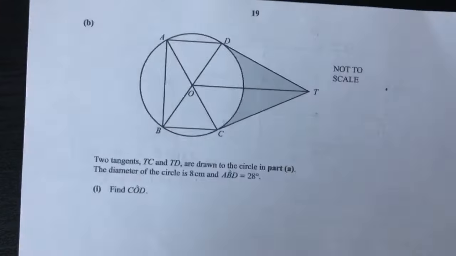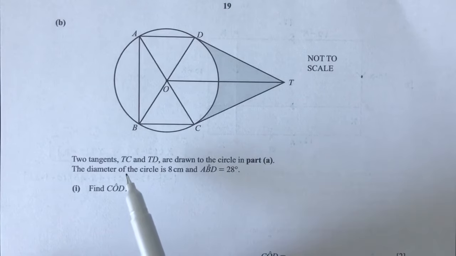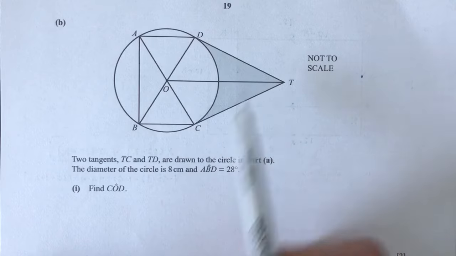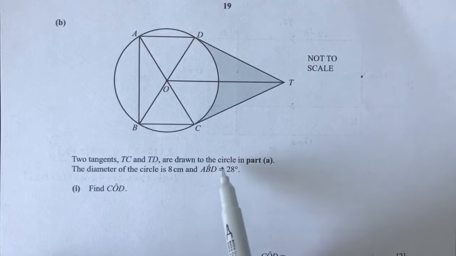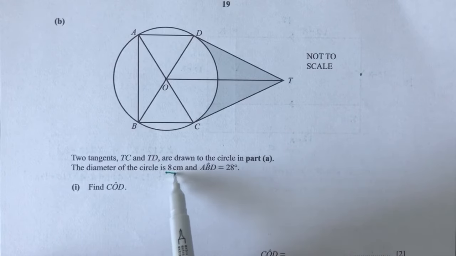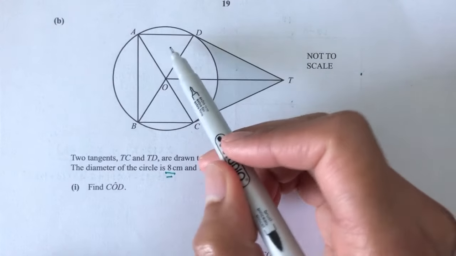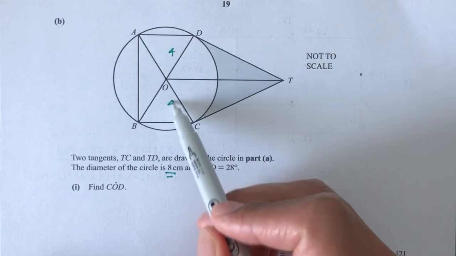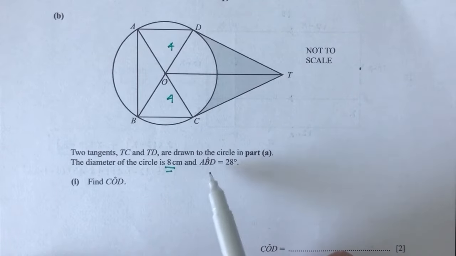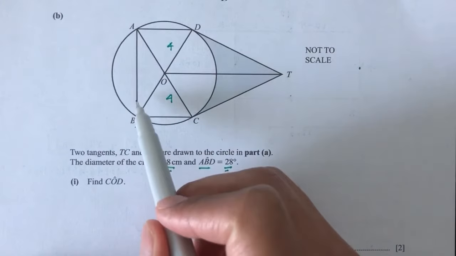Okay, so now moving on to part B. Here we have the two tangents TC and TD drawn to the circle in part A. The diameter of the circle is 8 centimeters, which means this length is 8 and this length is 8. So the radius will be 4. Radius is 4, right? Now the angle ABD is 28 degrees, so ABD is 28.